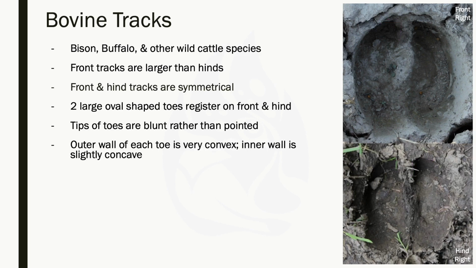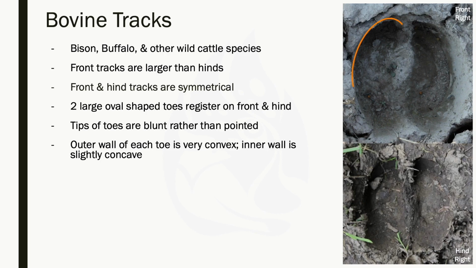Other thing to note is that the outer wall of each toe is going to be very convex. And this is a key way to be able to tell the difference between deer species, but also wild boar species. Now, all of them are convex on the outer toe, but you're going to have more curvature on bison species or in any kind of bovine species, any kind of wild cattle or domestic. Okay, it's going to curve all the way around.